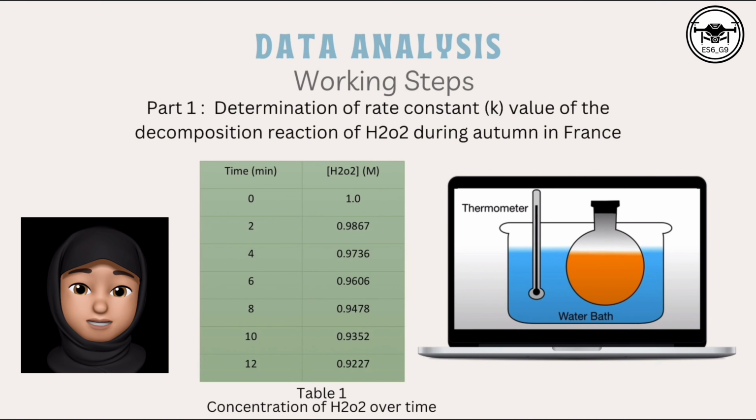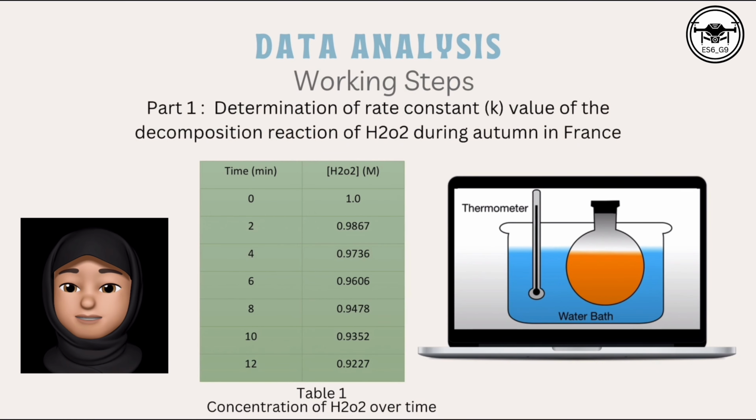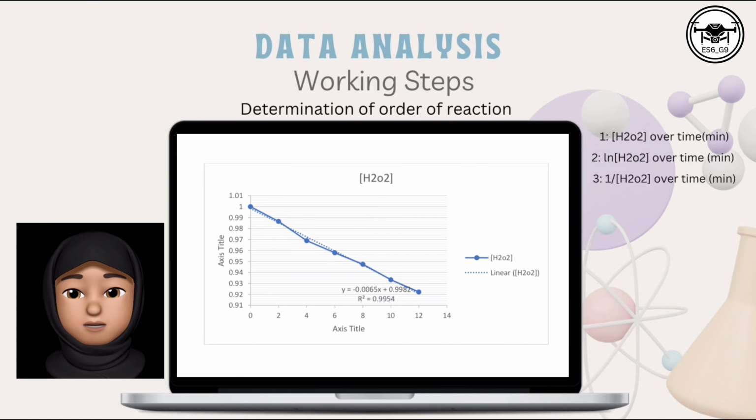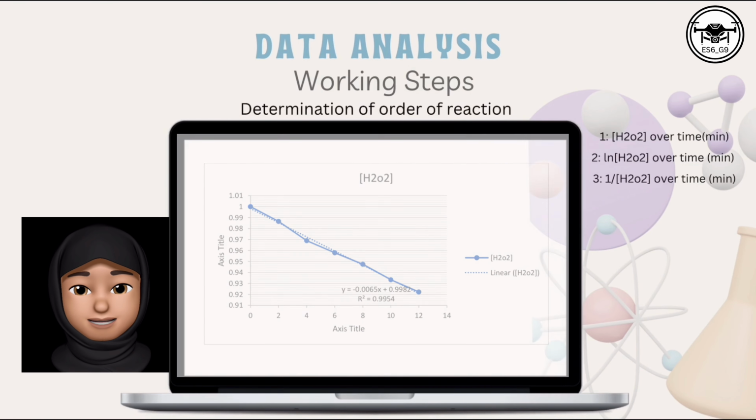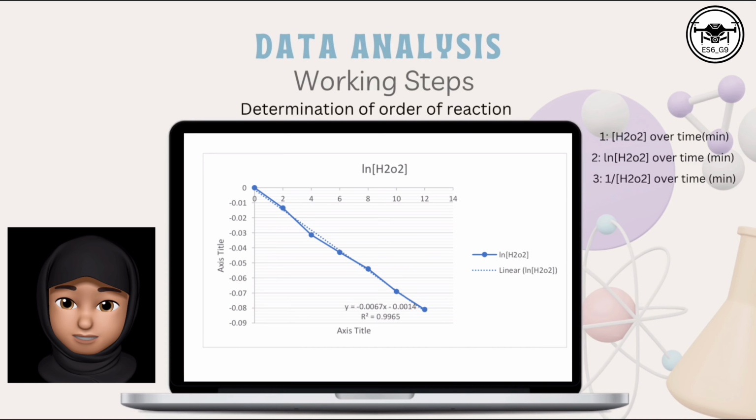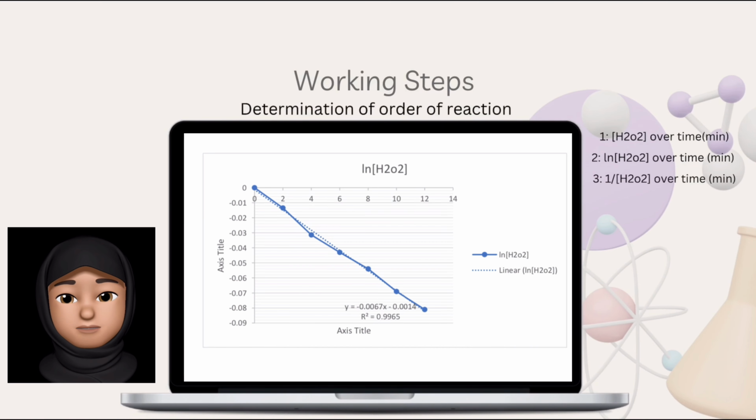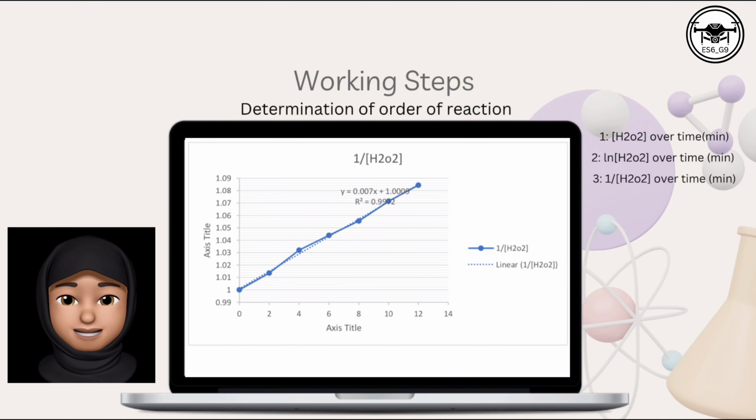After collecting data of concentration of hydrogen peroxide every 2 minutes, we then tabulated it for easiness. From this data, we constructed 3 graphs to determine the order. The first graph is the concentration over time, the second is the ln of concentration over time, and the last one is the concentration of hydrogen peroxide to the power of -1 over time.